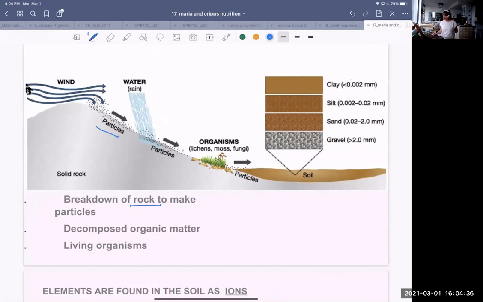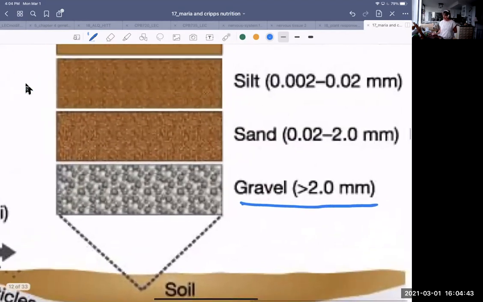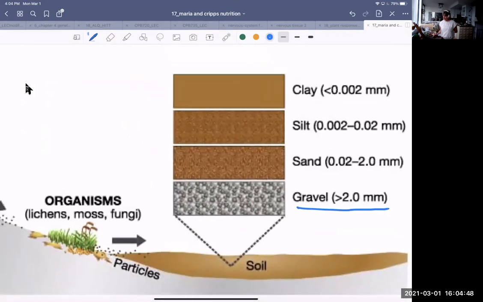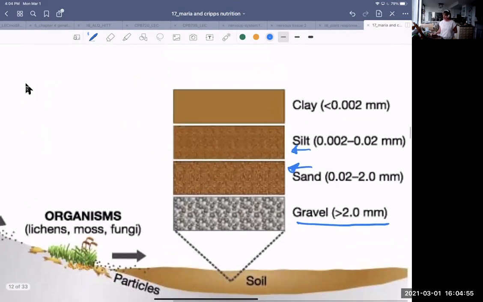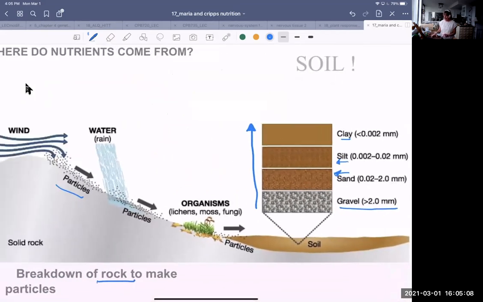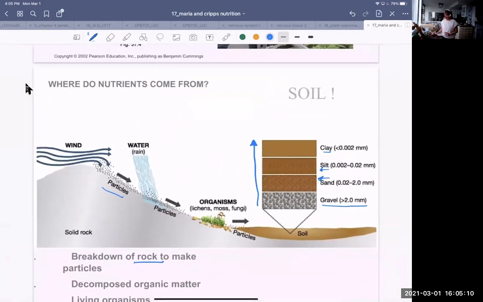So in the soil, you'll find gravel. You'll also find, and this is important, the size, gravel, greater than 2 millimeters. Sand between 0.02 and 2 millimeters. That can be part of soil. Silt, much finer, 0.002 to 0.2 millimeters. And clay is less than 0.002. So we're going from the largest to the smallest particles. We're talking about the main components, the inorganic components of soil. That's what we're looking at.